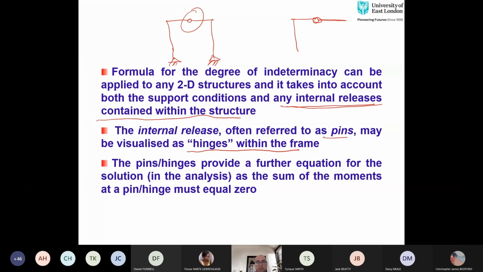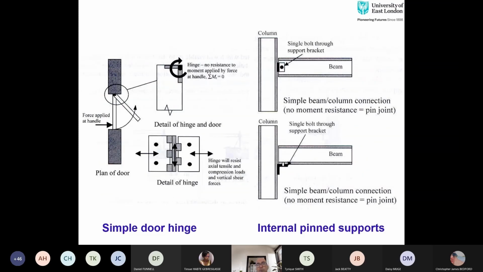The pins and hinges provide a further equation for solution, as the sum of the moments at the pin must be equal to 0. A pin cannot take any moment. Now you can visualize a pin or hinge like a door hinge. When you try to open a door, it will rotate. So hinge has no resistance to moment applied. This is termed as simple beam to column connection. It's very useful in steel design, and no moment is happening because of pin joint.